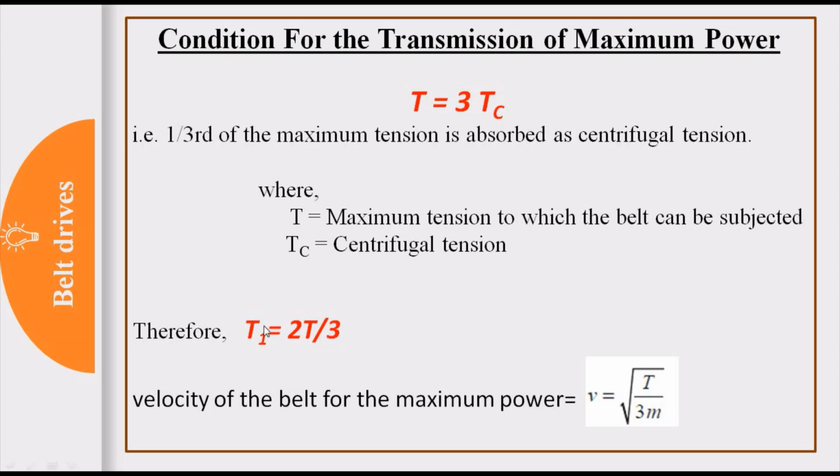And also one more important thing is the velocity of the belt for maximum power. We have seen velocity in the formula Tc is equal to mv square. If we put Tc is equal to T upon 3, then maximum power at velocity v will be square root of T upon 3m. So MCQs will be based on these three conditions. For maximum power transmission, the condition will be T is equal to 3 Tc, T1 will be 2T upon 3, and velocity of the belt for maximum power transmission will be square root of T upon 3m.